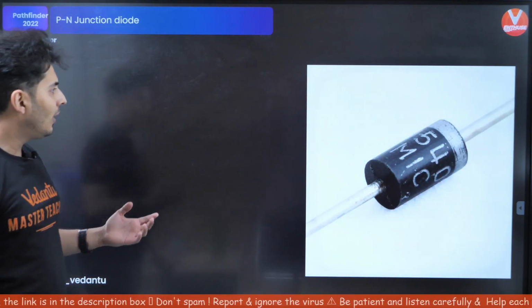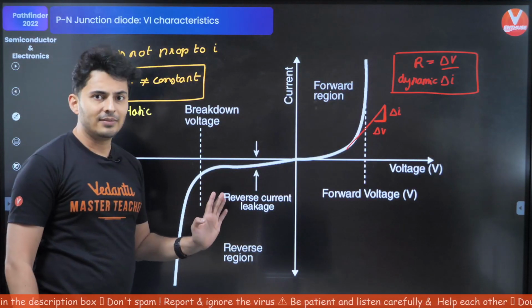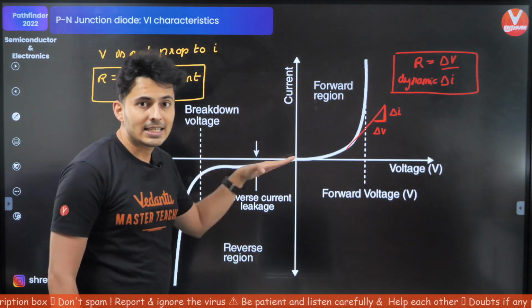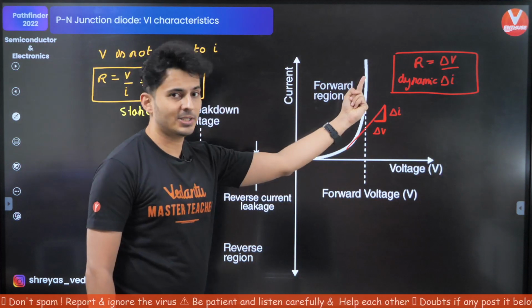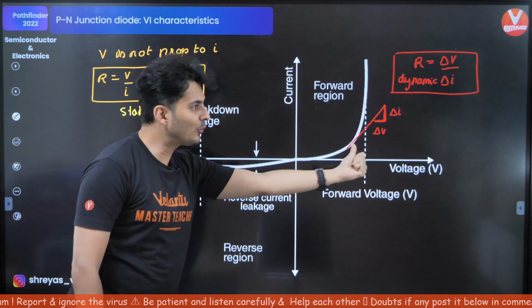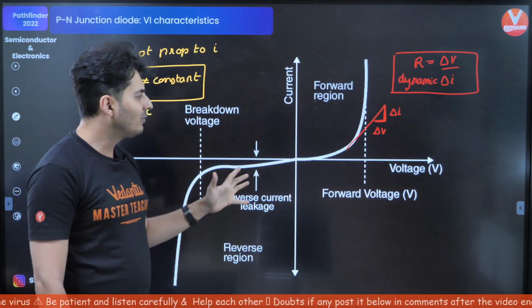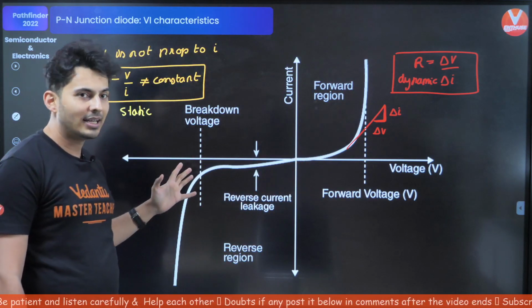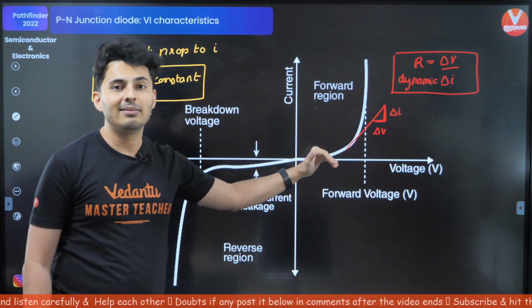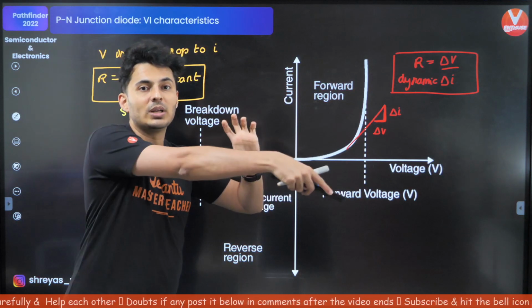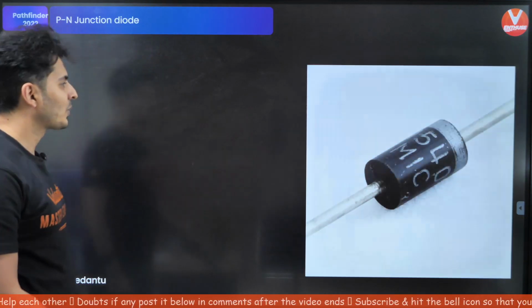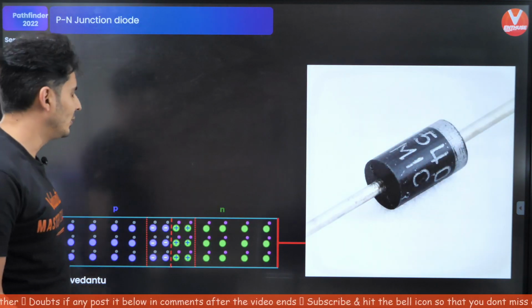Okay, now you would have understood, looking at this graph, that the current inside the diode only flows in one direction. It does not flow in the other direction. That's very interesting. So it is like a valve. It can conduct electricity only in one direction, in the other direction it can't. So that is the reason why it is called a diode.